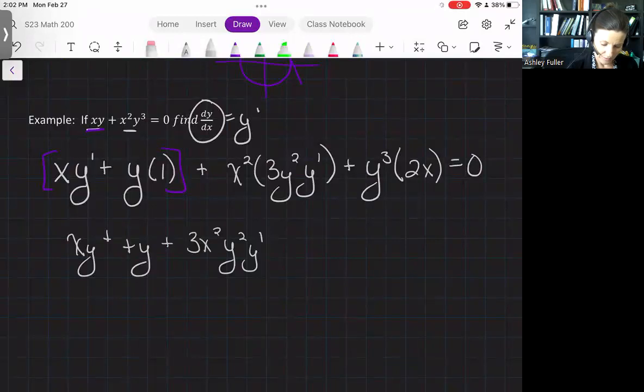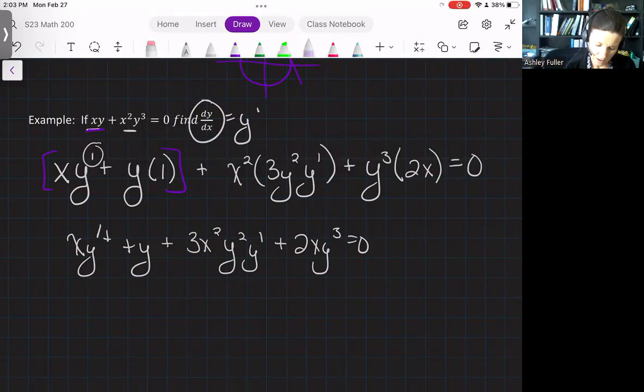Then I'm going to have plus 2xy cubed equals 0. And I forgot my y prime here. That was already up here. Notice these are like terms because they both have a y prime.